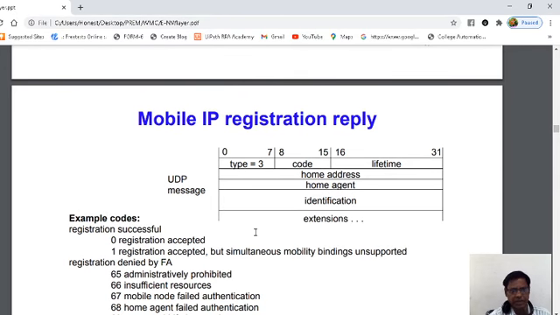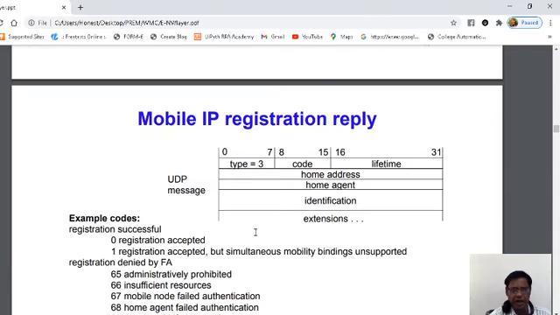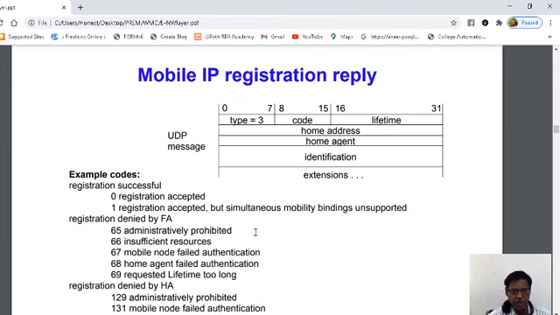Here is the mobile IP registration request, and here we have the mobile IP registration reply. What reply can we get? Registration successful is code 0, and 1 is accepted. Registration denied by the foreign agent means the registration is being denied. If you get 65, that is administratively prohibited, and 66 gives the information about insufficient resources.